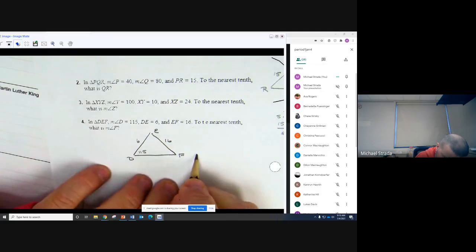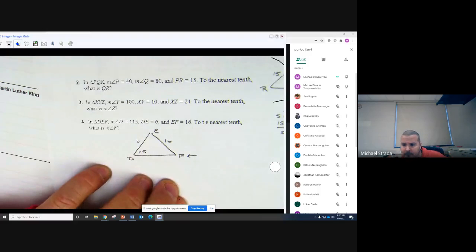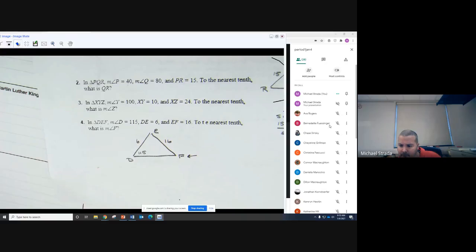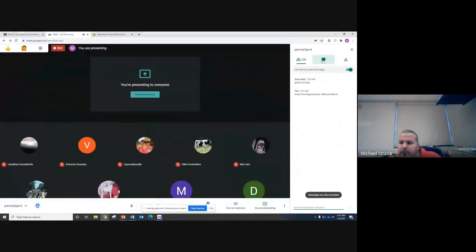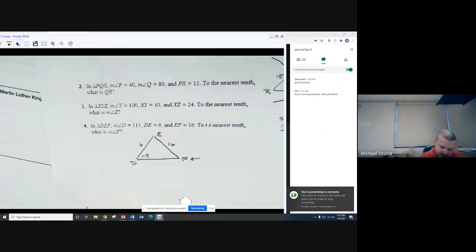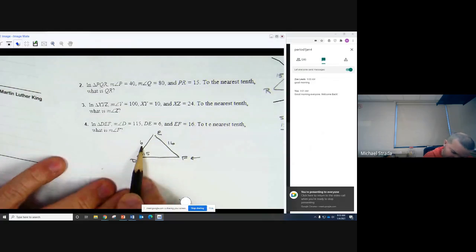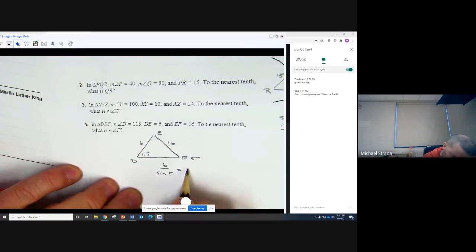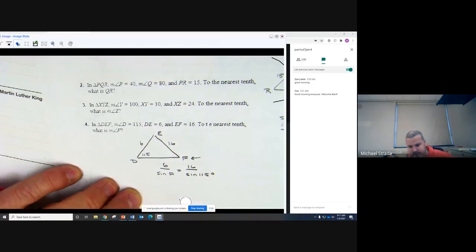Of angle F, which is right here. Okay, so opposite F is the 6. I'm going to put 6 over the sine of F. And then the other side length they give me is 16. The angle opposite that is 115. Notice we're going to have obtuse triangles, and that's okay.